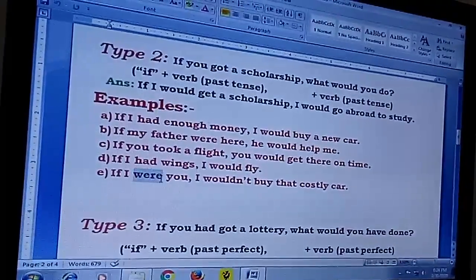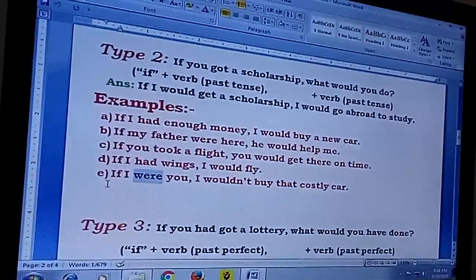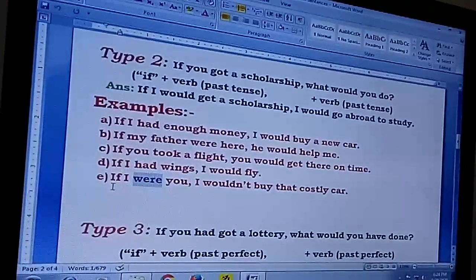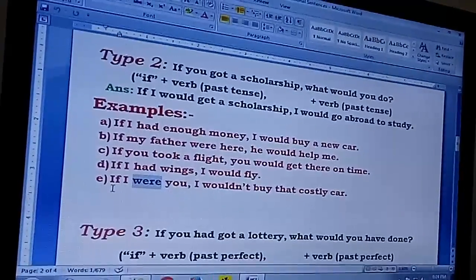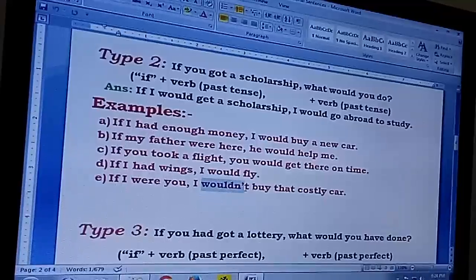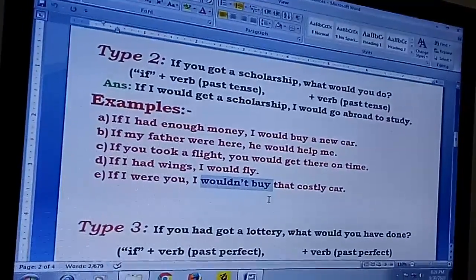If I were you, that means if I were in your case, or in that condition or situation, if I were there, I wouldn't buy that costly car.